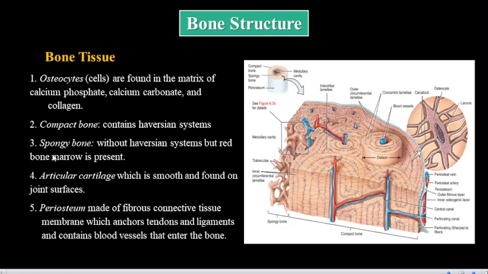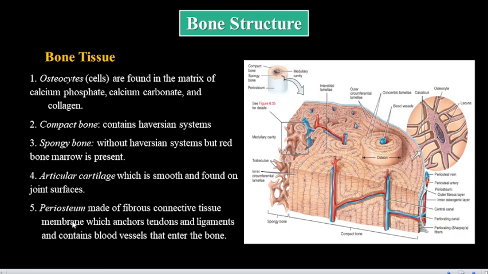Okay, compact bone. Now we have the spongy bone. Ang mga spongy bone natin, wala silang Haversian system, but a red bone marrow is present. Okay, yung Haversian system napalitan ng red bone marrow. Sa red bone marrow, nangyayari ang ating hematopoiesis or what do you call the blood formation. Okay, number 4, articular cartilage, which is smooth and found on joint surfaces.